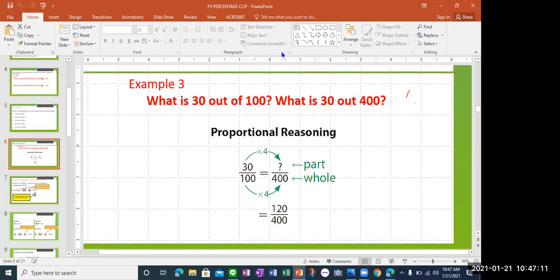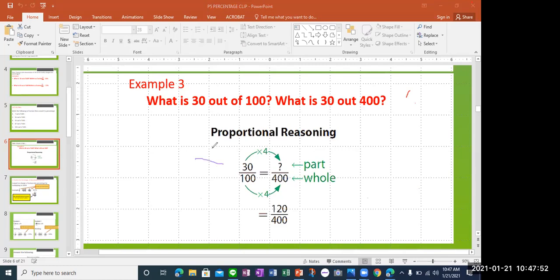Now on this slide, you would see what is 30% out of 100. So this is the equivalent of the fractions and the percentage. So how do we understand it better? We look at proportional reasoning. So 30, what is 30% out of 100?